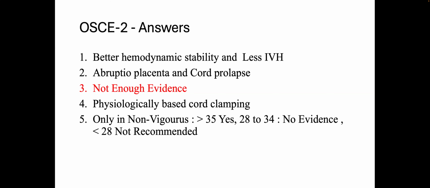And PBCC is physiologically based cord clamping, where we wait till a physiological point when the pulsations are absent, or an upper limit of 3.5 to 4 minutes. So that's called physiological based cord clamping. And then NRP says that milking can only be done in non-vigorous babies who are more than 35 weeks. In 28 to 34 weeks, there is no evidence. You can use your judgment. And in less than 28 weeks, it's not recommended. So those are the recommendations by the NRP 2025.